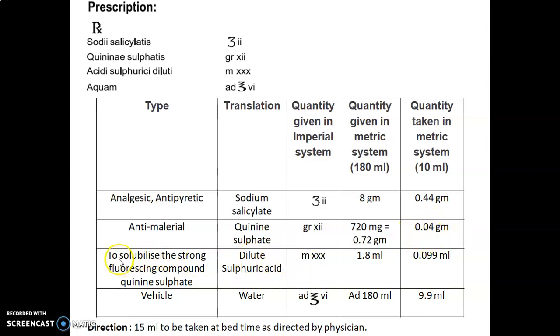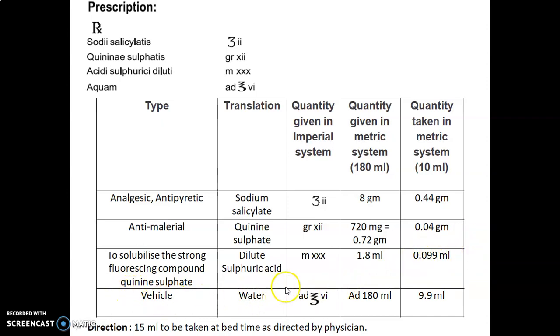Dilute sulfuric acid is used to solubilize, to dissolve the strongly fluorescing compound quinine sulfate. Quantity given in the imperial system is 30 minims, triple X stands for 30, as X is 10. 1 minim is equal to 0.06 ml, so 0.06 ml into 30 is 1.8 ml, and the quantity taken in the metric system should be 0.099 ml. This quantity should be calculated with the help of the factor.